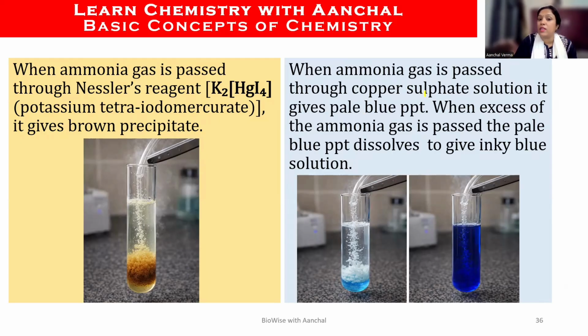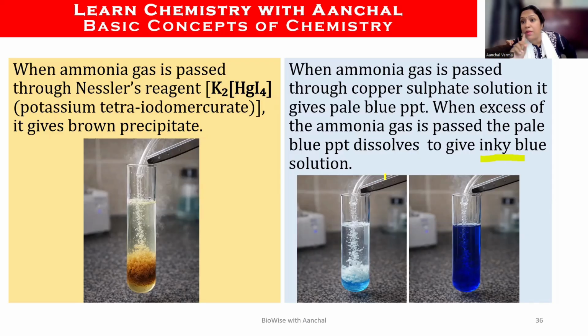Then again, ammonia gas is passed through copper sulfate solution. It gives a pale blue precipitate. When excess ammonia gas is passed, the pale blue precipitate dissolves, giving an inky blue solution. Now, this test we have already done with the cation analysis of copper ions. When copper ion is to be analyzed, we use NH4OH. That is, ammonia in water. So when copper ions are treated with ammonium hydroxide, it gives a pale blue precipitate. When you add excess of NH4OH, it dissolves to form an inky blue solution.